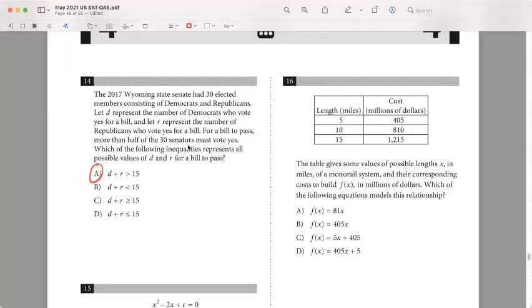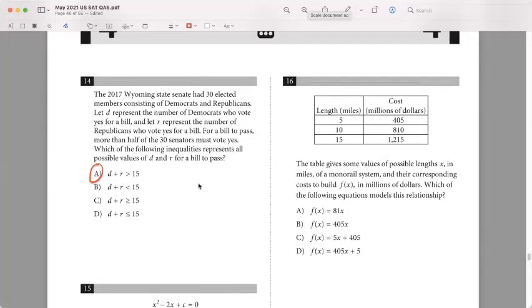Question 16. The table gives some values of possible lengths in miles of a monorail system and their corresponding cost to build in millions of dollars. Which of the following equations models the relationship?